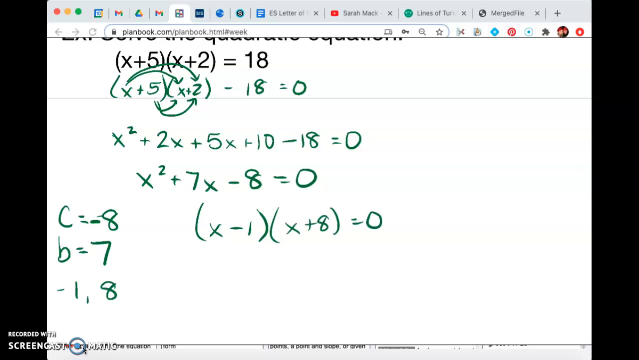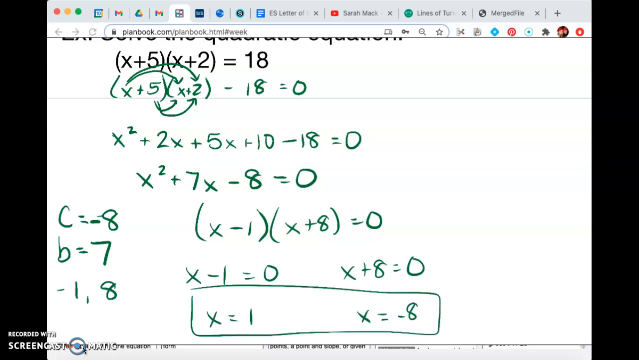Okay, so once you get down to that point, with your C and B, you are good to go from there. Right? Still easy. So set it equal to 0, solve each one for x. Minus 8. Bam, there's my solutions. I could check them if I wanted to.